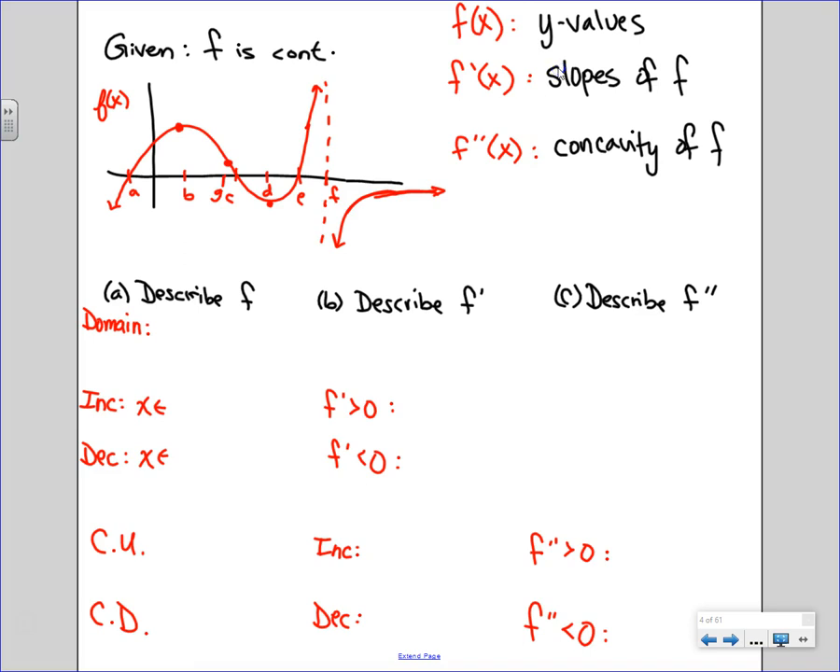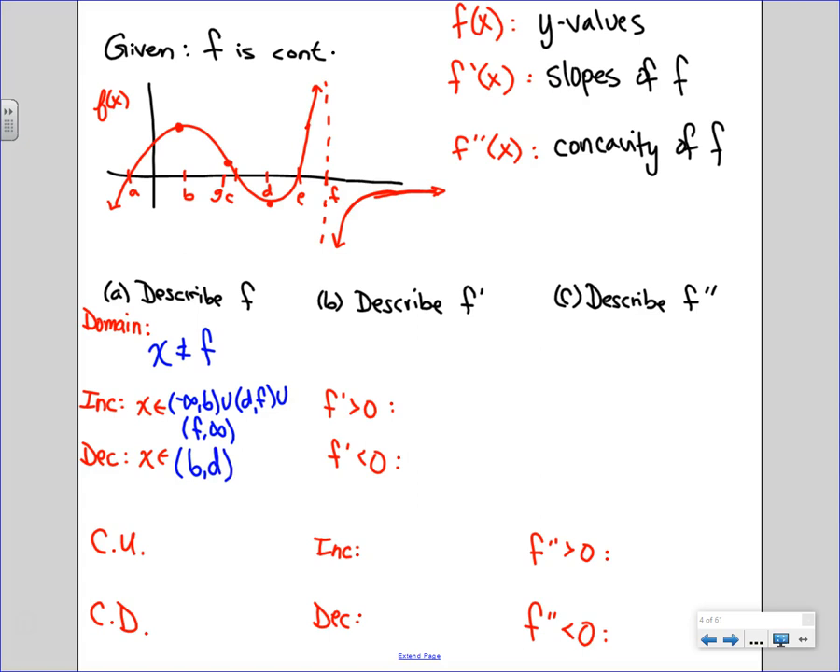What's the domain? All real numbers except F. But F isn't a number, it's a letter indicating a value. Okay, increasing: negative infinity to B, D to F, and then F to positive infinity, I think. You guys agree with F to positive infinity? Yeah. Thank you for agreeing. Decreasing, whatever I didn't mention, which was B to D. Keeping all the intervals negative, true?